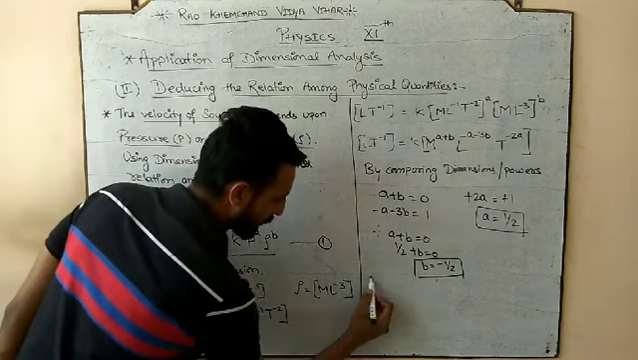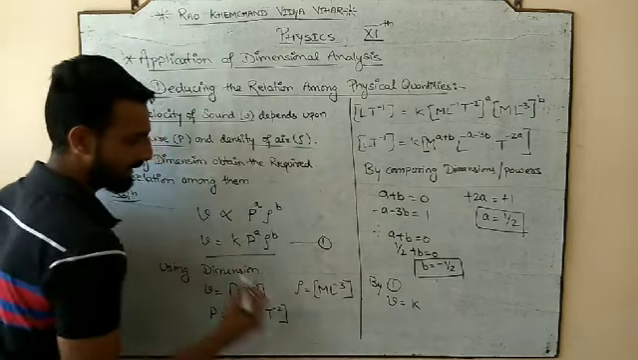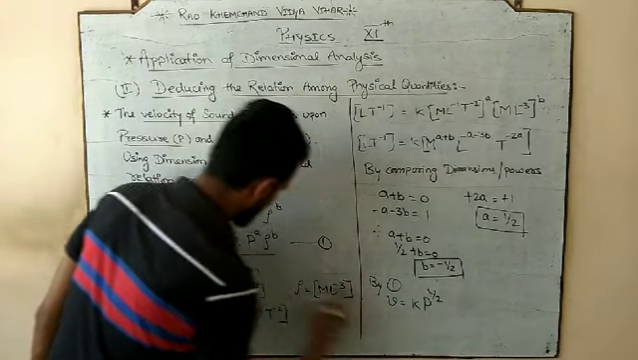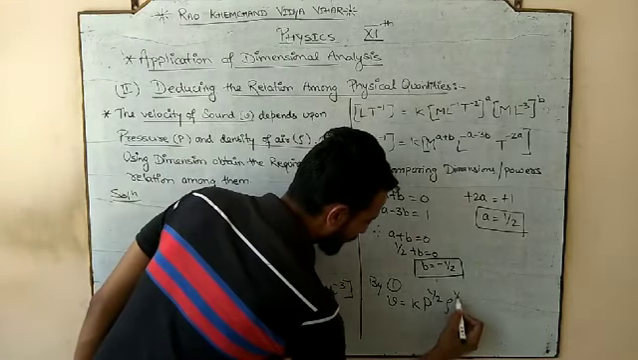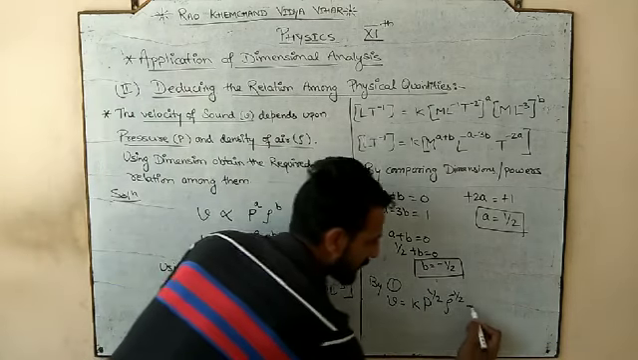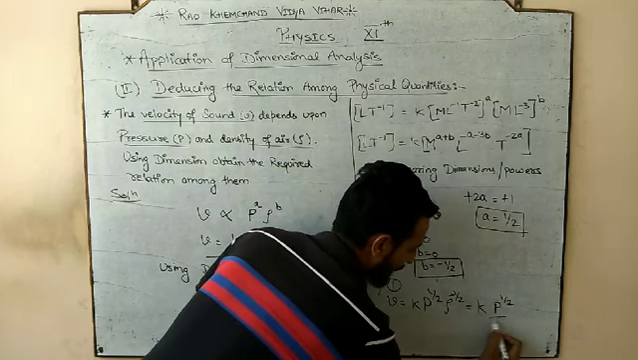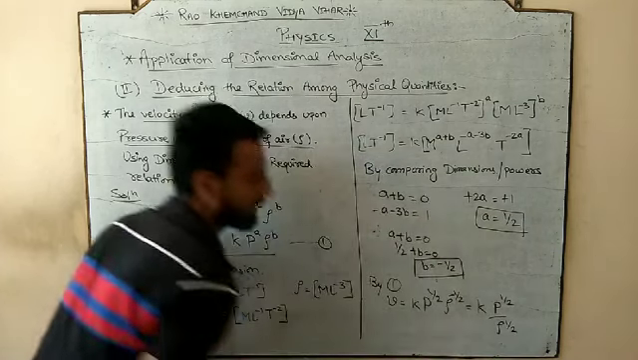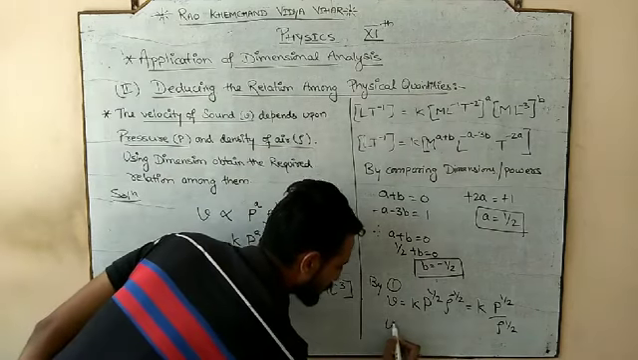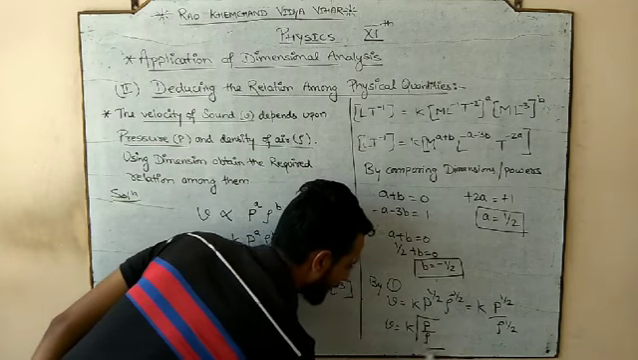So now I have the values of A and B. Please use them in equation 1. By equation 1, what is the formula for velocity? K, pressure power A, and the value of A is half. Density power B, which is equal to minus half. Now if you solve this, K, pressure power half, and density power is minus, so it goes in the denominator. And half means square root. So velocity is equal to K under root of P by rho.